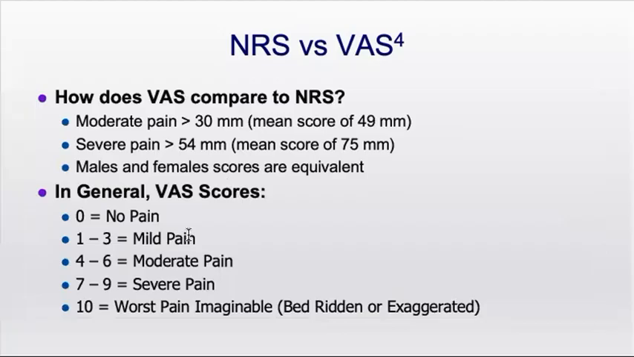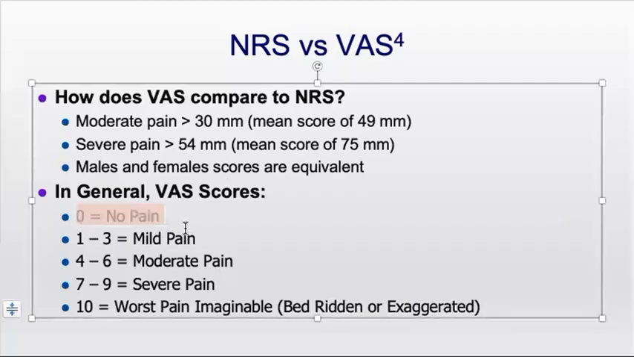In general, a 0 correlates to no pain. A 1 to 3 corresponds to mild pain, 4 to 6 is moderate, 7 to 9 is severe, and 10 out of 10 pain, or if they're totally on the one side of that visual analog scale, that is the worst pain imaginable. Typically, this is reserved for people who should be at the hospital, are bedridden, or it can be an exaggerated response, as I described before.